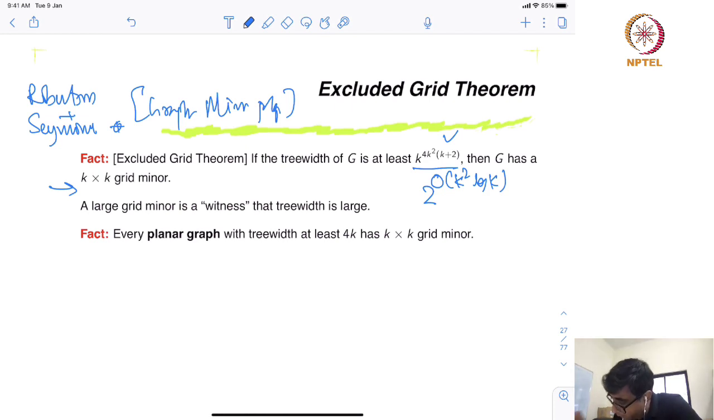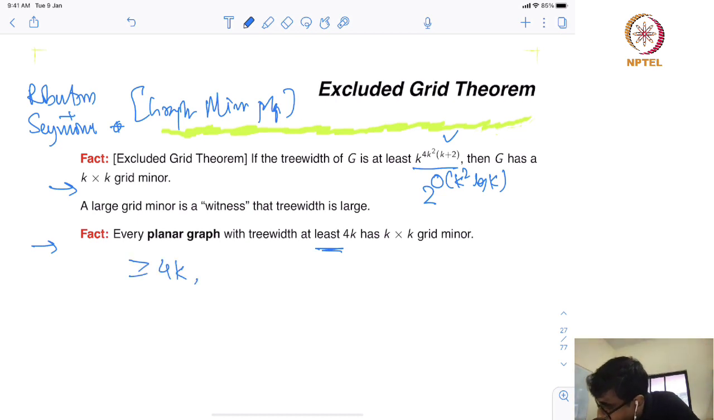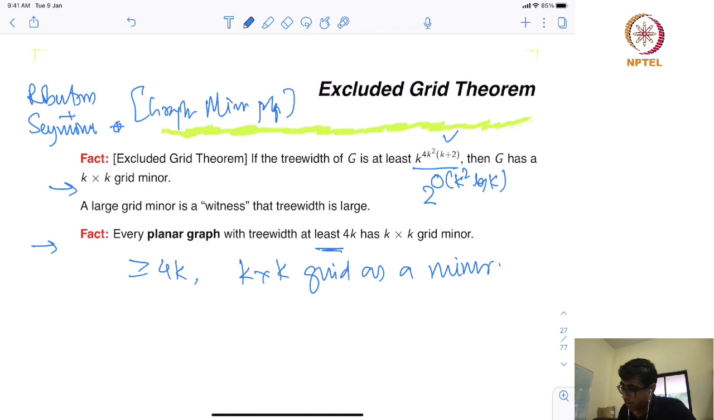However, they also proved that if I have a planar graph, then this is not true. If a planar graph has treewidth at least 4k, then it contains a k times k grid as a minor. So, while on a general graph you need an exponential lower bound on the treewidth to prove the existence of a k times k grid as a minor, on planar graphs treewidth and grid are linearly related, meaning if the treewidth is just 4k, it has a k times k grid as a minor.